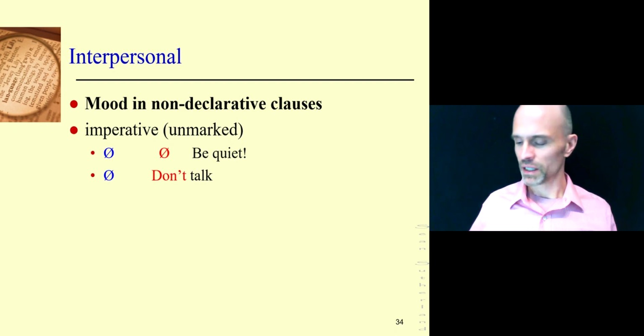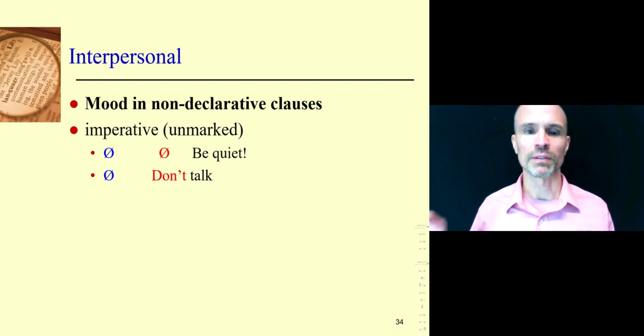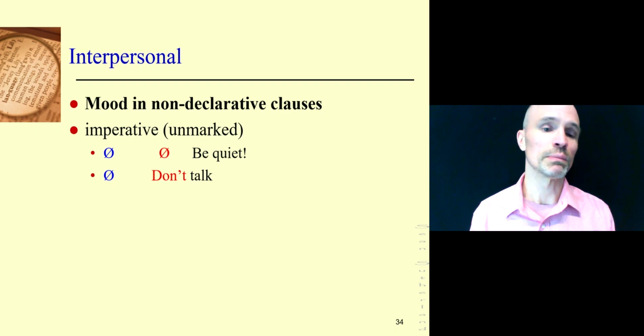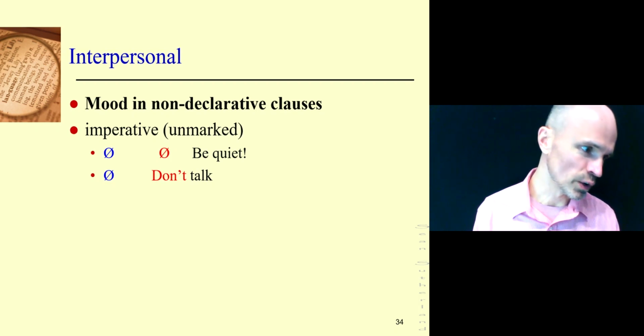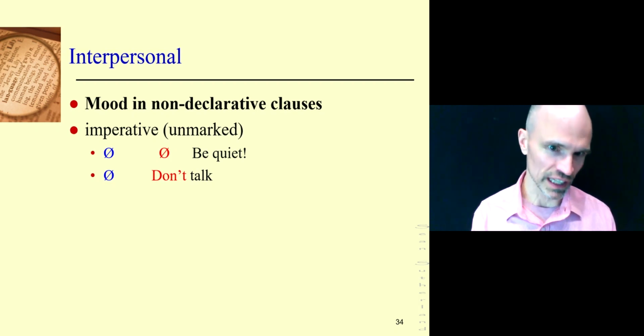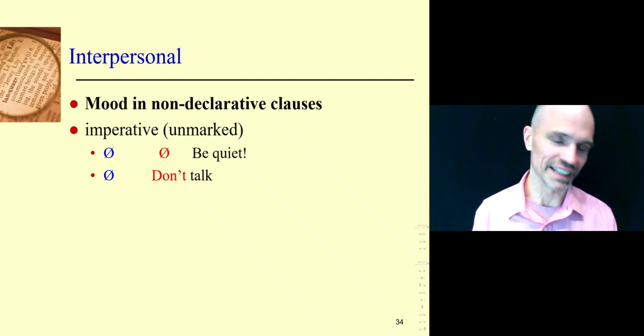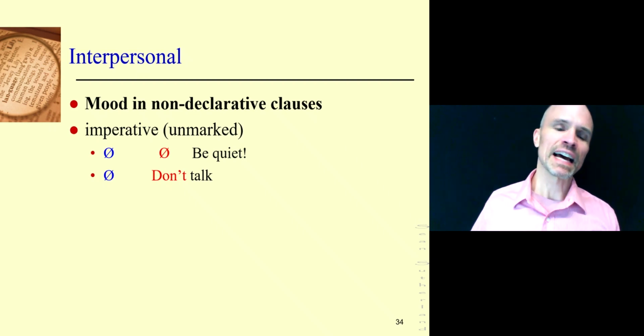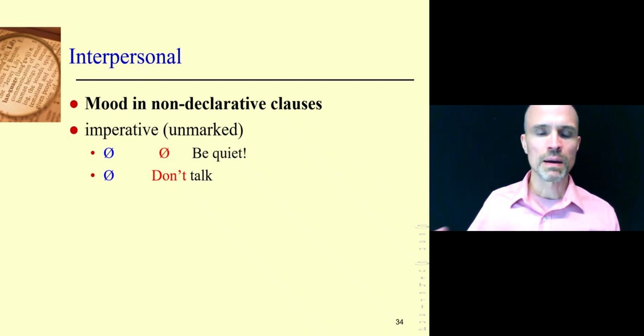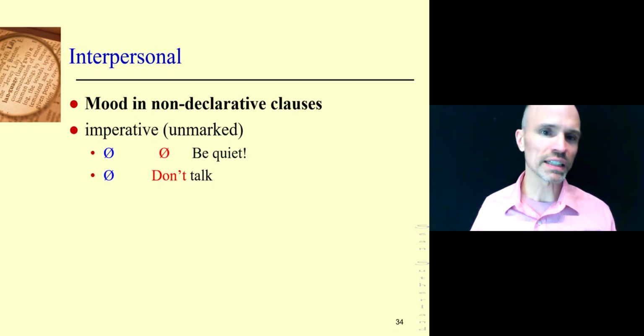It's possible to mark them as negative, right? Of course, any of those things I just said could be don't, right? Don't go up the stairs, don't turn left, don't be quiet, and so on. In that case, you put in the don't, but there's no finite there. It's just making the imperative verb itself negative.